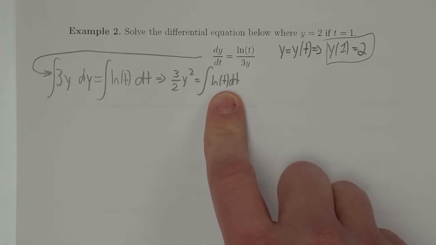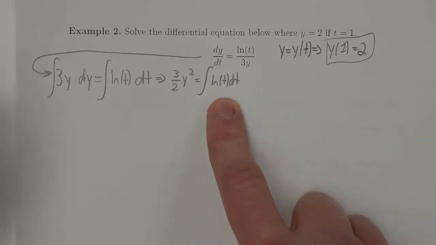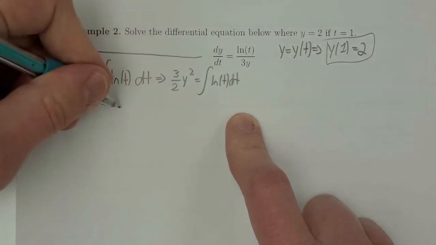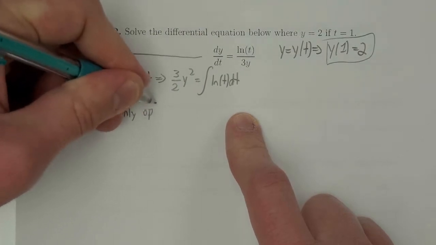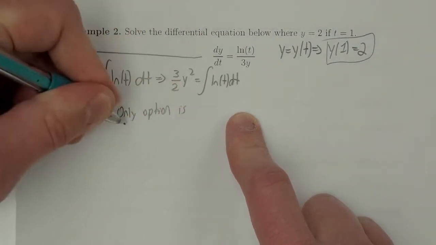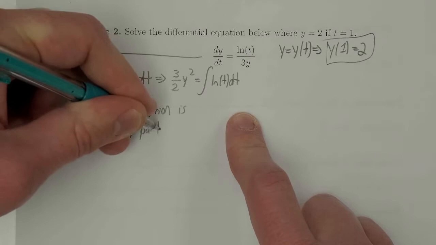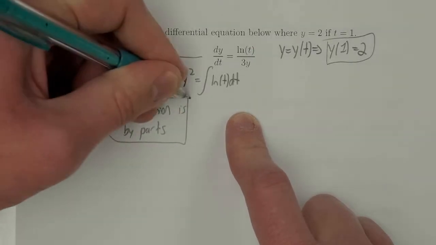So would there be a valid substitution here, if at all? Thumbs up if you think there is, thumbs down if you think there is not. Thumbs down. Yeah, in this case it would be thumbs down, so there's no good substitution here. So in this case, you have to apply integration by parts. So the only option is by parts for this guy right here.